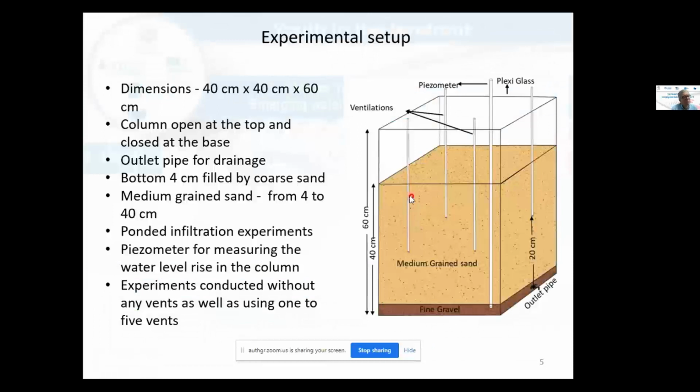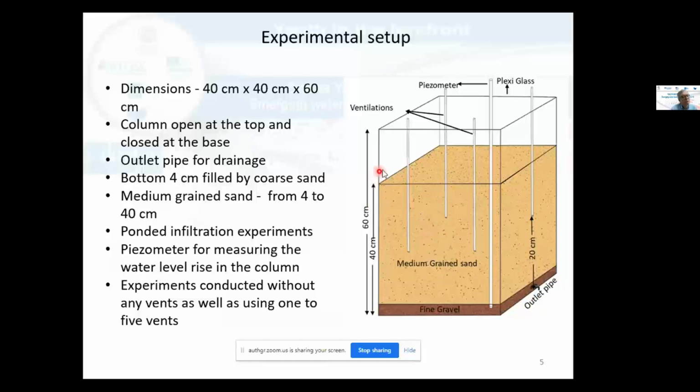For conducting this study, we have conducted laboratory sand tank experiments where the tank was a 40 centimeter square column with a height of 60 centimeters. Here, the column was closed at the bottom and open at the top, and we have provided an outlet pipe at the base for drainage of the water after each successive experiment. In the bottom 4 centimeters, we have provided fine grained gravel for easy drainage, and from 4 to 40 centimeters, we had given a medium grain sand in the column.